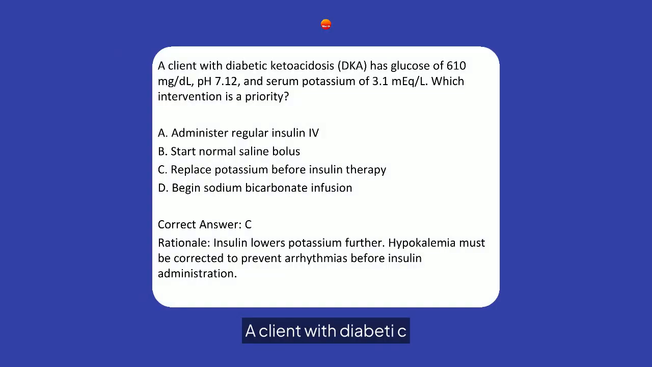A client with diabetic ketoacidosis, DKA, has glucose of 610 mg/dL, pH 7.12, and serum potassium of 3.1 mEq/L. Which intervention is a priority? The correct answer is C. Replace potassium before insulin therapy. Rationale: insulin lowers potassium further. Hypokalemia must be corrected to prevent arrhythmias before insulin administration.